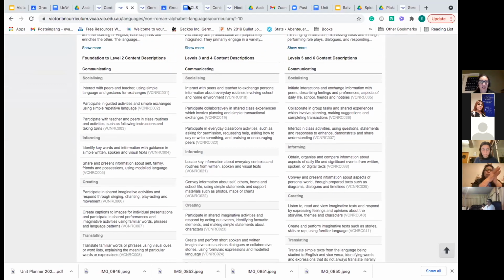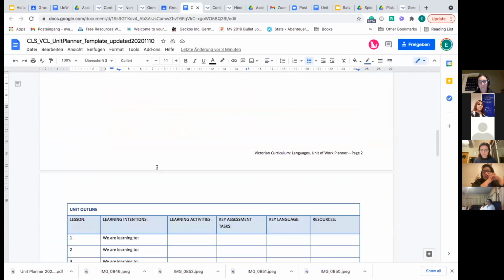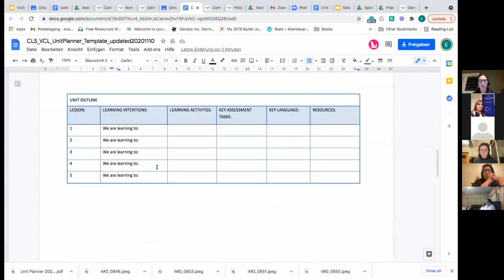And what you can do then is when you build your unit of work, of course it has to be in English, and then you put in your target language, your own language. So if it's toys, for me, it's Ball, Brettspiele, so ball and board games. For you, it would be in your language. And then you go to the lesson, to unit outline.